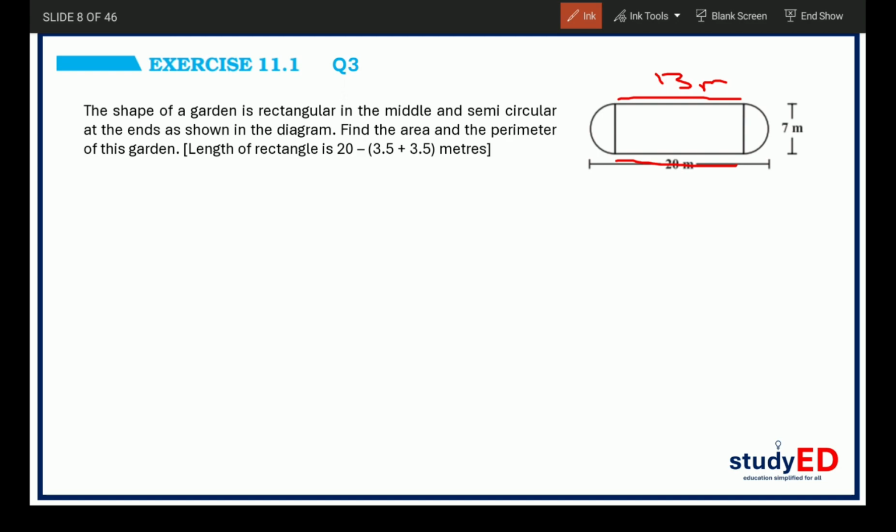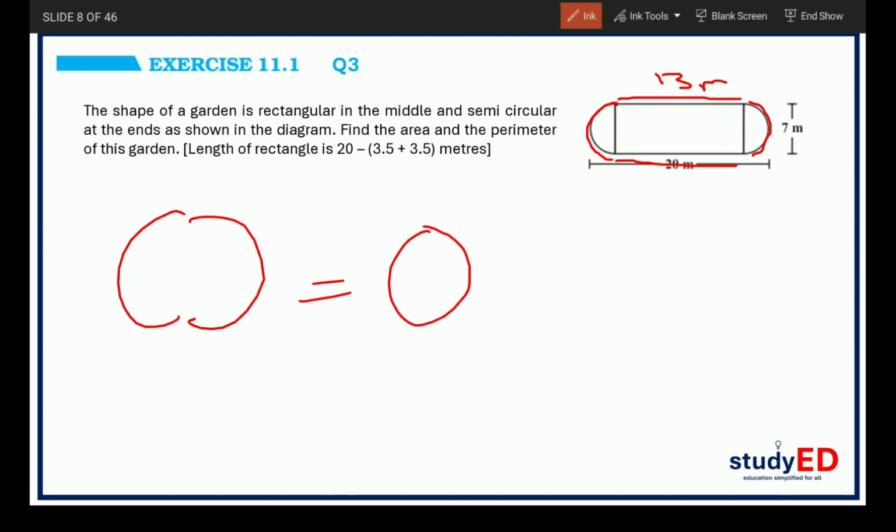Now to find out the entire perimeter, we have to find out the length of this circumference as well. We have two semicircles as shown. A very simple rule: two semicircles is nothing but an entire circle. That means if we calculate the circumference of an entire circle with this diameter, we can figure out the perimeter of both of the semicircles without having to calculate it manually.